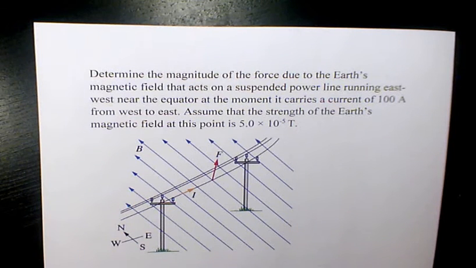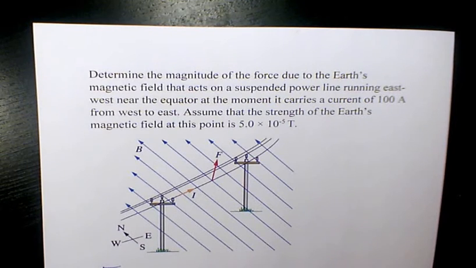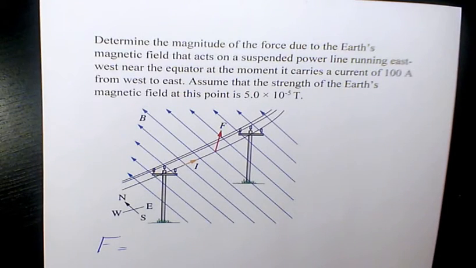In this example, we want to find out the magnetic force. Determine the magnitude of the force due to Earth's magnetic field that acts on a suspended power line running east-west near the equator. At the moment, it carries a current of 100 amps from west to east. Assume that the strength of the Earth's magnetic field at this point is 5 times 10 to the power of negative 5 Tesla. So we're going to find out the force on each meter of these power lines.